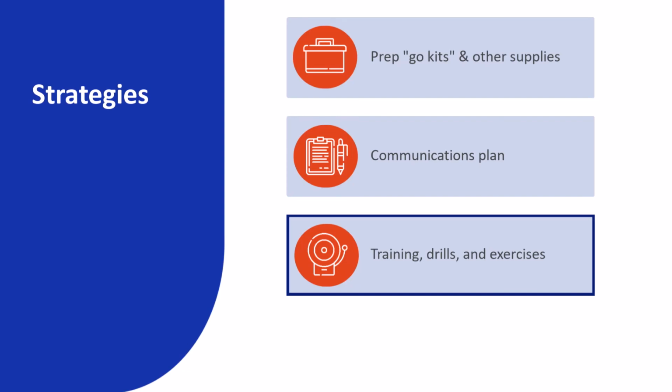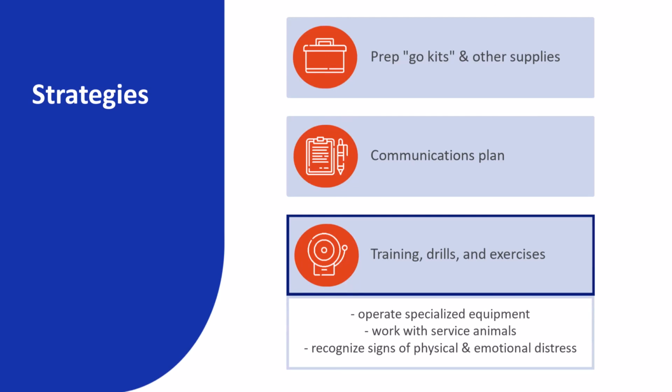Training provided to school staff and first responders may need to include learning how to operate specialized equipment, how to work with service animals, or how to recognize the signs of physical and emotional distress. Drills and exercises specific to the SRP and SRM can help ensure that all populations are planned for and that planning adequately addresses all needs.